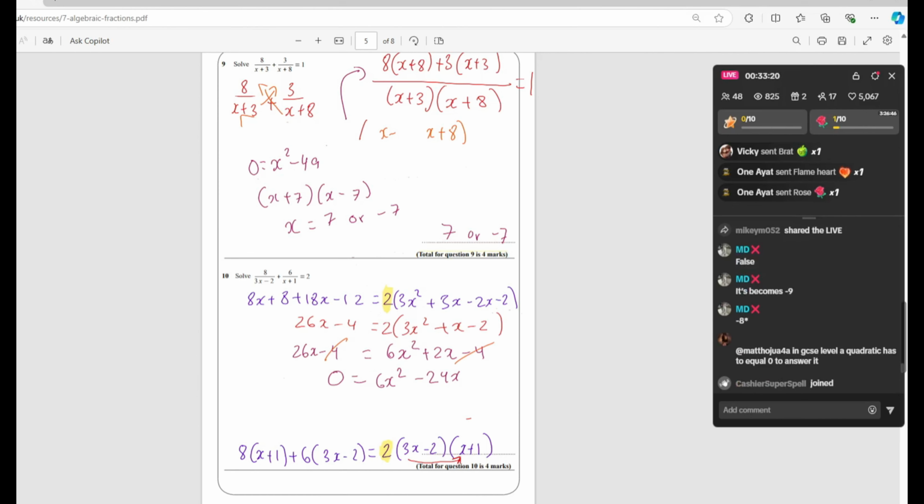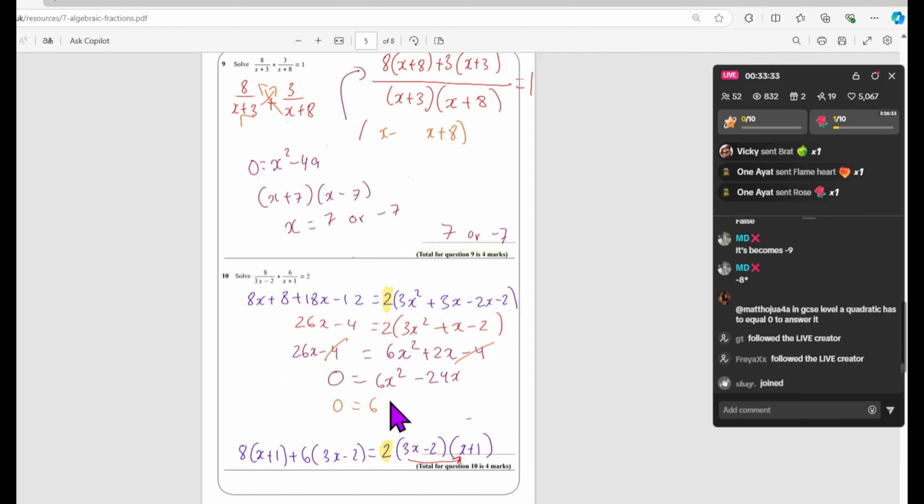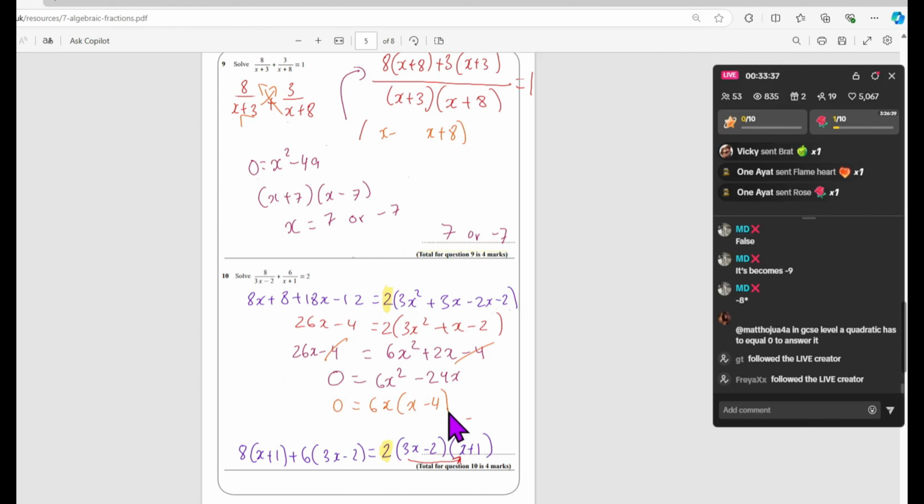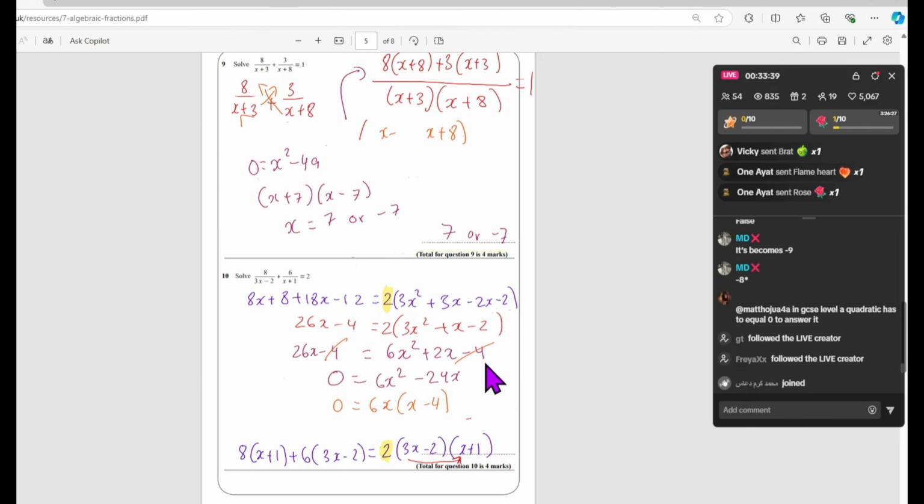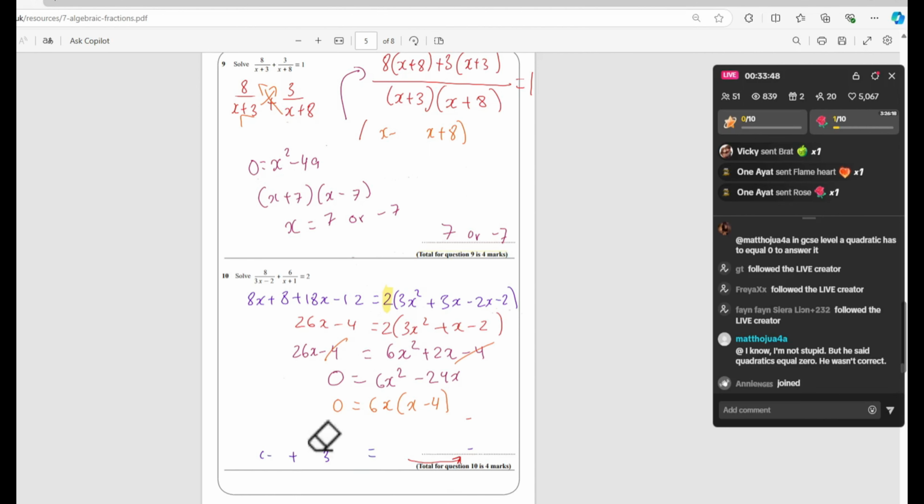So now 0 is equal to 6x squared minus 24x. And then we will factorize it. We'll get 0 is equal to 6x, then x minus 4. You'll notice that we need to factorize it as a single bracket, okay? Now, once you've done that, you will get your 2 values for x.